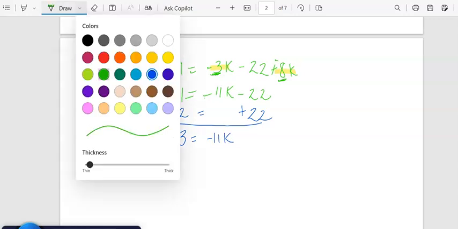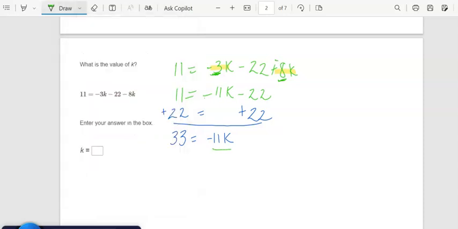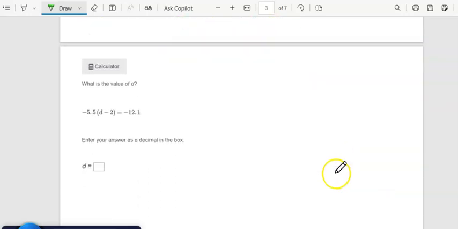That shows multiplication, so the opposite would be to divide by negative 11 on both sides. You can use your calculator. 33 divided by negative 11 would be negative 3. All right, we'll go to the next one.